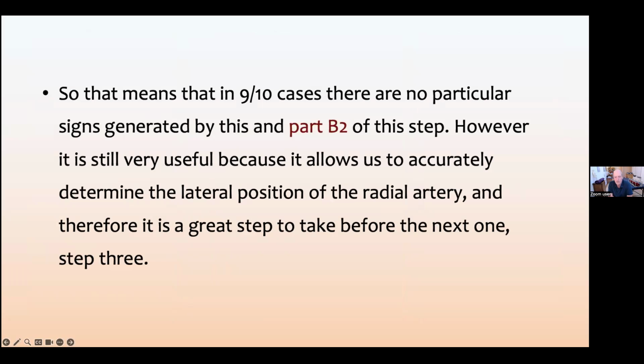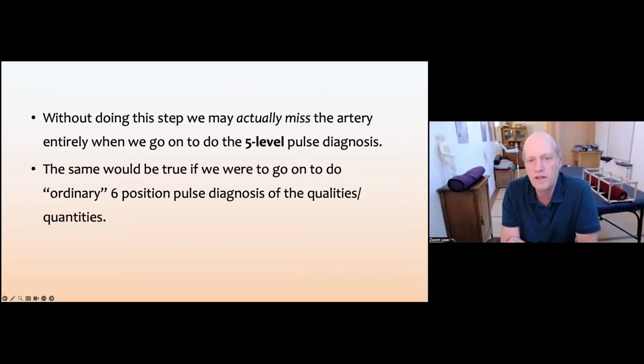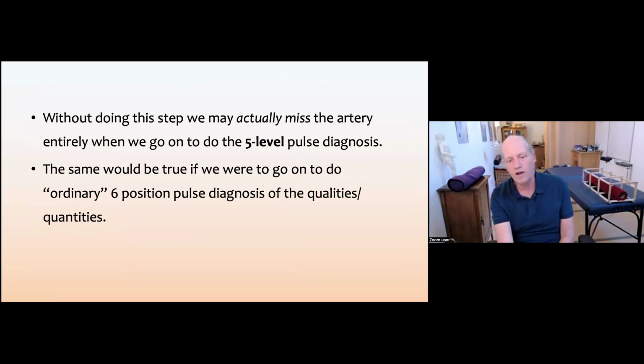So basically, I was saying here, without doing this step, we might miss the artery, which is important when you do this 5-level pulse diagnosis, which is really important in step C. But anyway, the normal 6-position diagnosis for the qualities relies on you being accurate. So if you're just generally feeling the area, you'll just get vague senses. But when you're really accurately on top of the artery, you get a very clear sense.